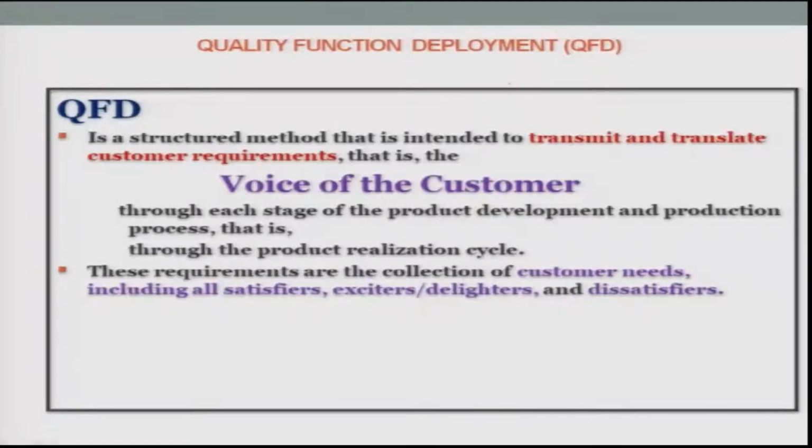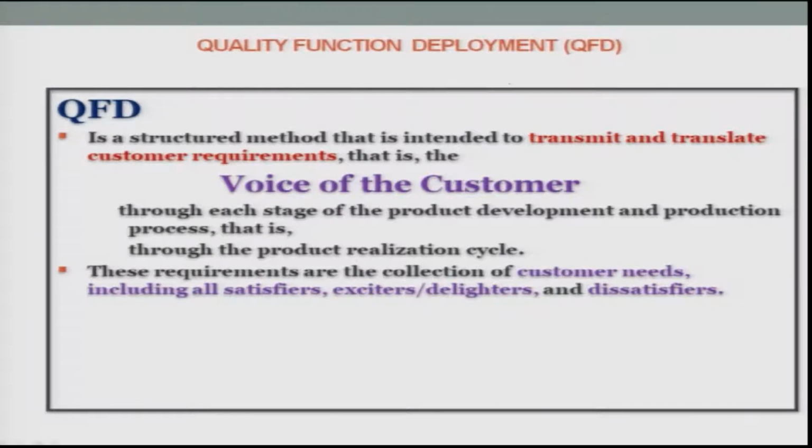So, continuing our discussion for quality, even though the lecture number is the same, we will start a different area of the concept, which is basically known as quality function deployment, or QFD. QFD is a structured method that is intended to transmit and translate customer requirement. So, that is the voice of the customer, what the customer wants.